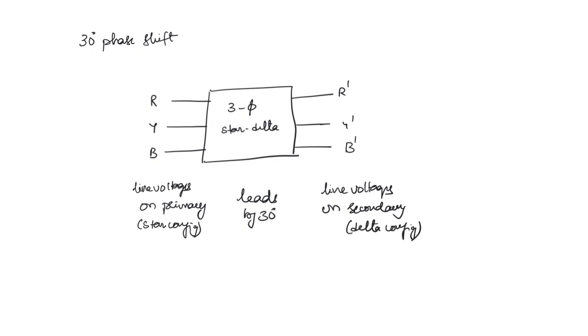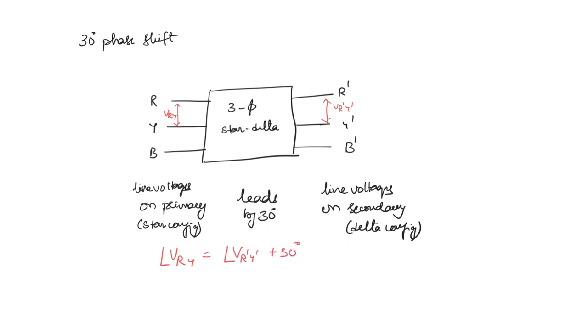So mathematically, if you see the voltage between these two lines, VRY is the line voltage, on the secondary side VR dash Y dash. So the phase of VRY is going to be the phase of VR dash Y dash plus 30 degrees.